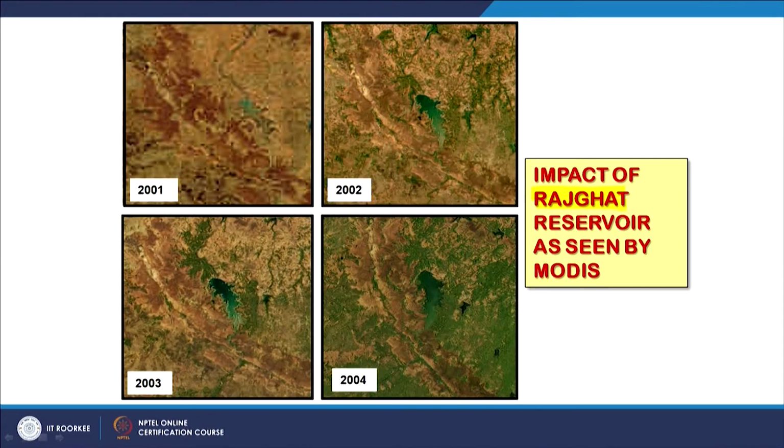See, there was one reservoir which was under construction, called the Rajghat reservoir, also called the Rani Lakshmi Bai reservoir. And you see in 2001, these are the MODIS images, which are available on a daily basis.